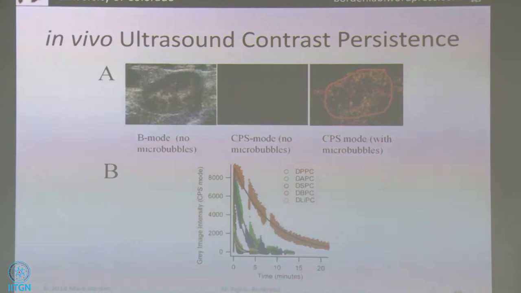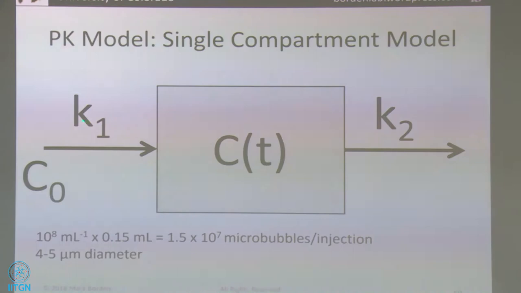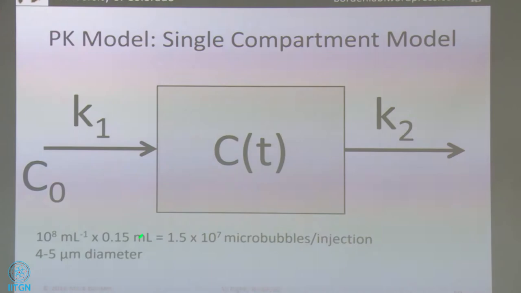So we took these time intensity curves and we fit them to a single compartment pharmacokinetic model where you have a kinetic rate at which they're entering the bloodstream, the initial concentration, and then K2 is an elimination rate. This shows some of the information. 10^8 microbubbles per milliliter, injected at 150 microliters to give a total of 1.5 times 10^7 microbubbles injected. And those bubbles were in the size range of about 4 to 5 microns.